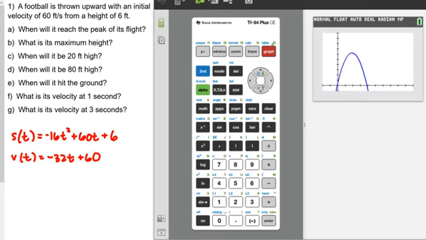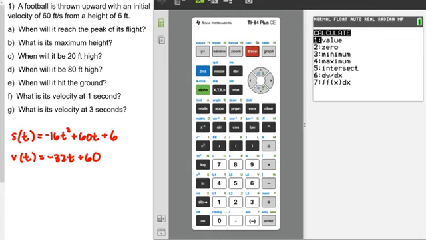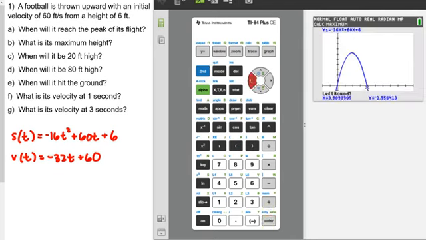So for part A, when will it reach the peak of its flight? We're looking for the x-coordinate of the vertex. So we press second trace to take us into the calculate menu. And we go to number 4, maximum, because the vertex is at the maximum this time. Press enter. Then we take the cursor to the left of the maximum, because it's asking us for a left bound. Press enter. And then to the right of the maximum, press enter, and then in between, and press enter.